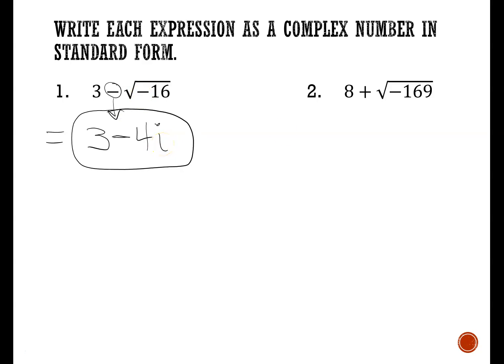Look at number 2. Keep the 8, keep the addition, and then you write square root of negative 169. Square root of 169 is 13. That's a perfect square. And the negative we write as I. But the sign in front just comes down. It stays the same. It does not multiply by that negative that's underneath. So 8 plus 13i.